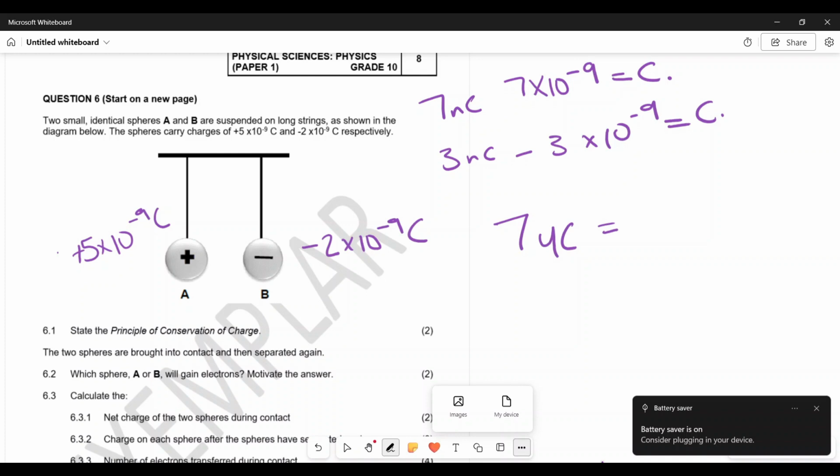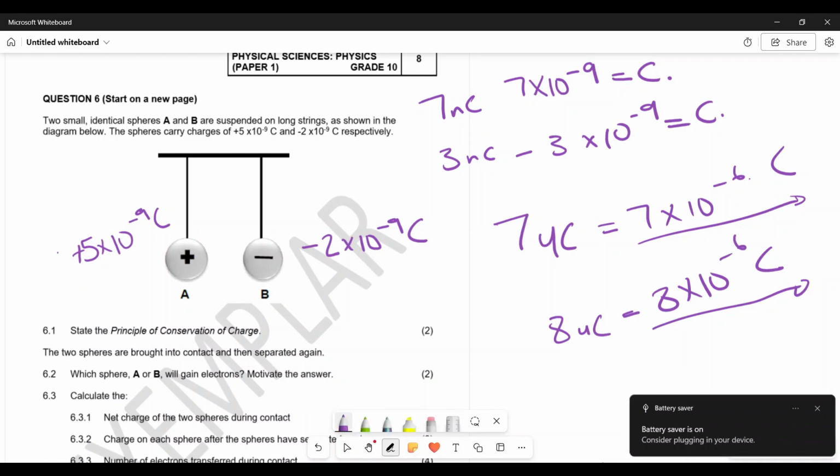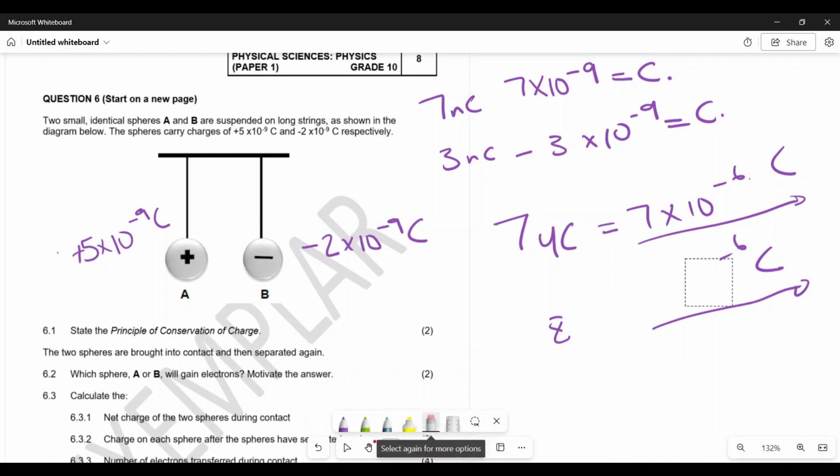to find your coulombs, you'd have said 7 multiplied by 10 to the power negative 6. Same applies if you're given 8 microcoulombs. You'd have said 8 multiplied by 10 to the power negative 6. And these would be equivalent to your coulombs. All right. Now, remember these units whenever you are given these.